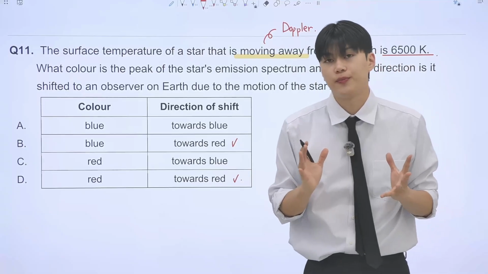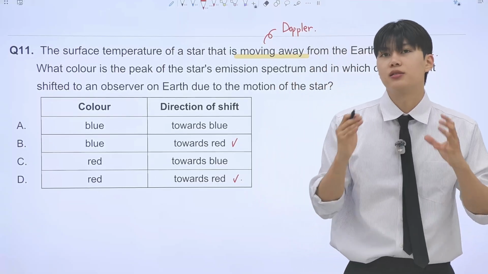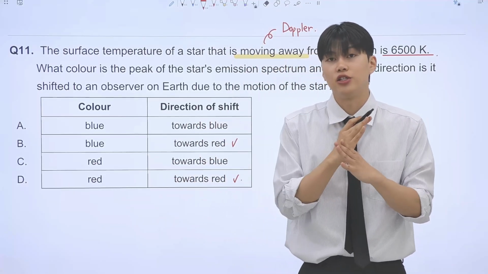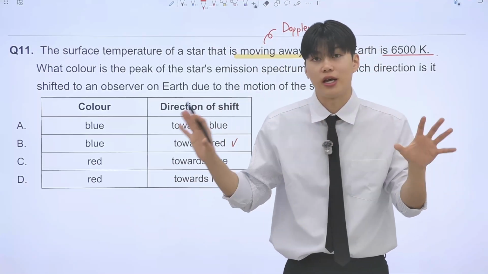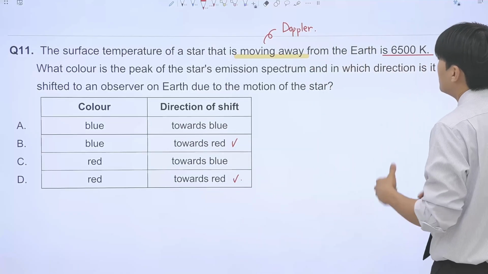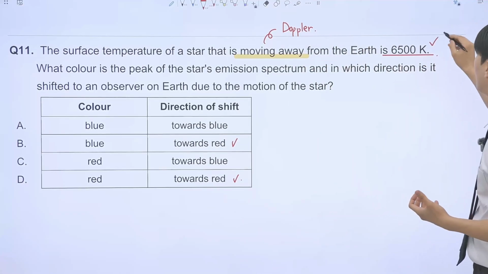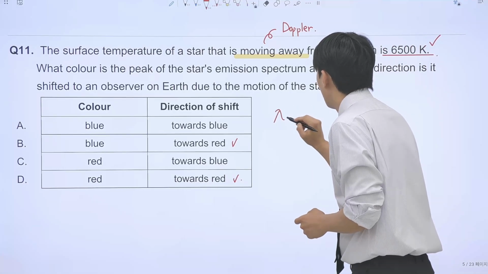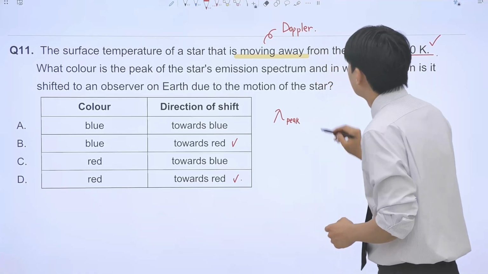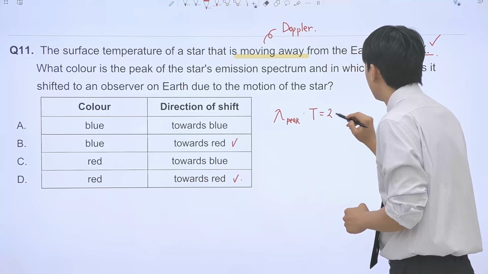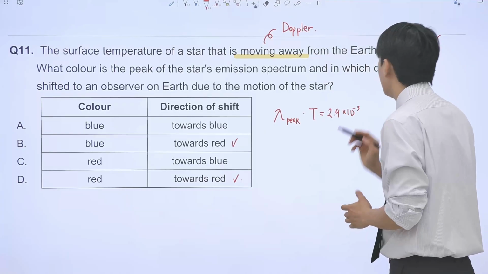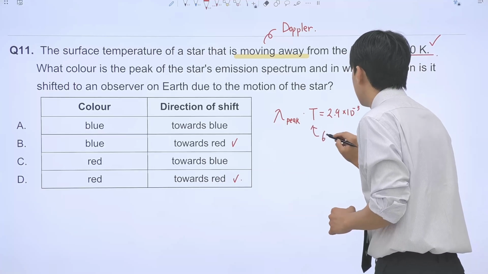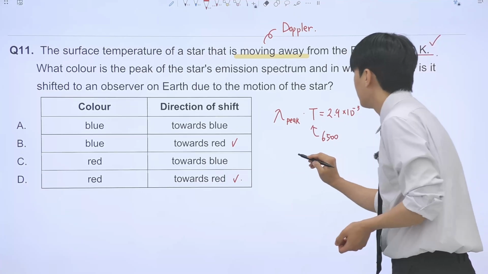Because that's red shift. But it does not mean the star appears red in color, okay? They simply do not connect. They're two totally different things. The other thing we have to care about is this number here. You should think about the wavelength of the maximum, the peak, times temperature T equals 2.9 times 10 to the negative 3, which is Wien's law, right? So you substitute the number 6,500 here, and you should calculate the wavelength.